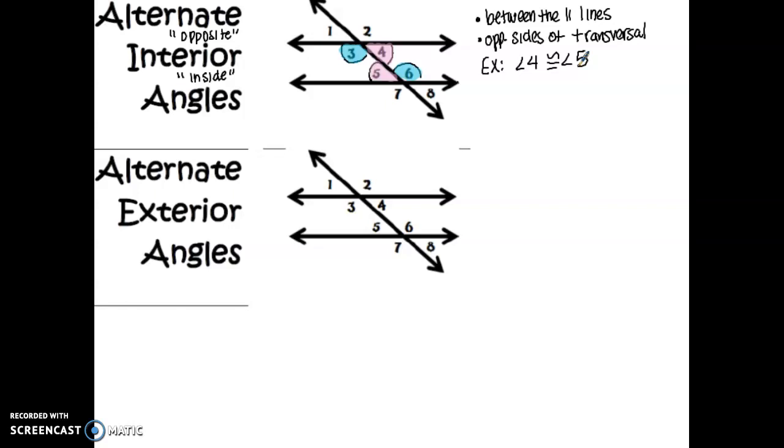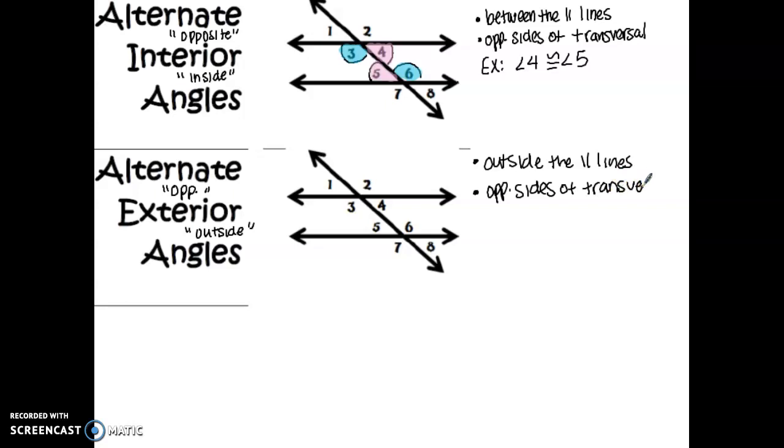And so if alternate interior meant opposite and on the inside, alternate exterior is opposite and outside. So here for the bullet points, you could say outside the parallel lines, and opposite sides of the transversal still. So this time I'm going to draw in all my outside angles, angle 1, angle 2, angle 7, and angle 8. Same thing still applies. They have to be on opposite sides of the transversal.